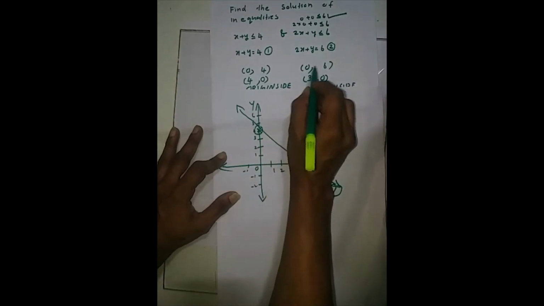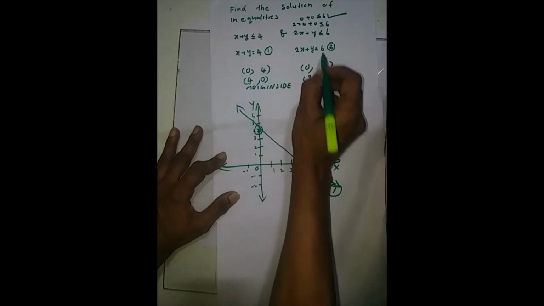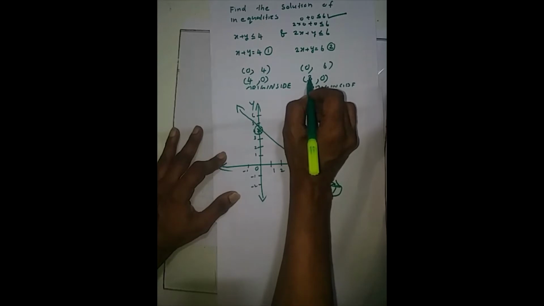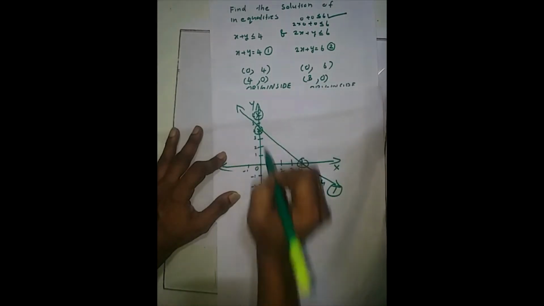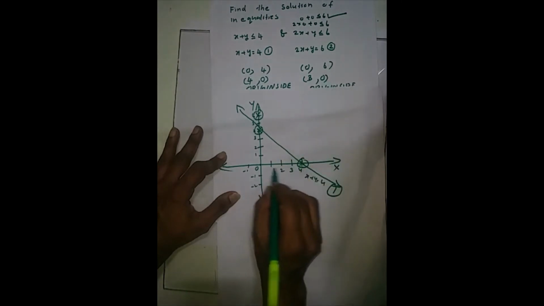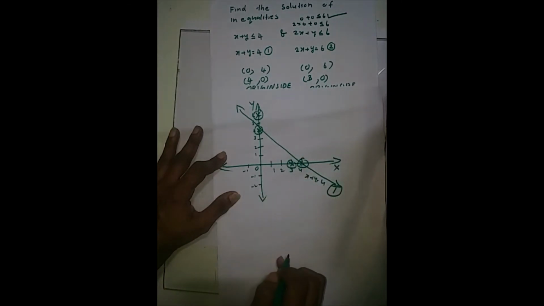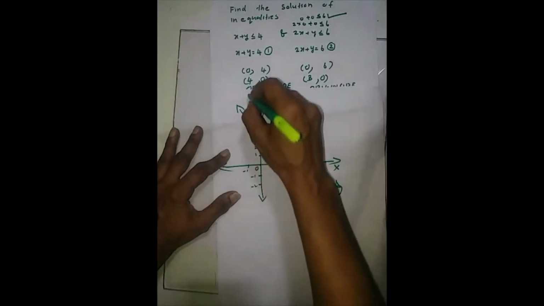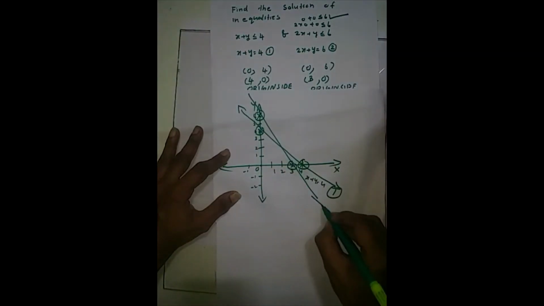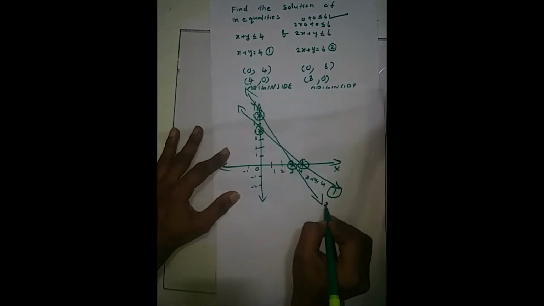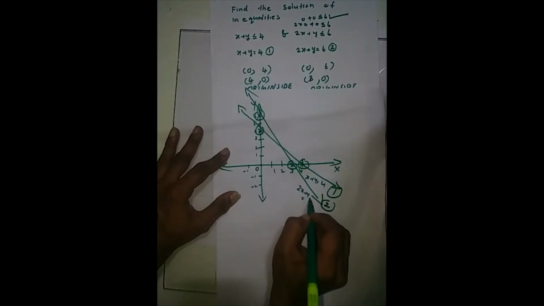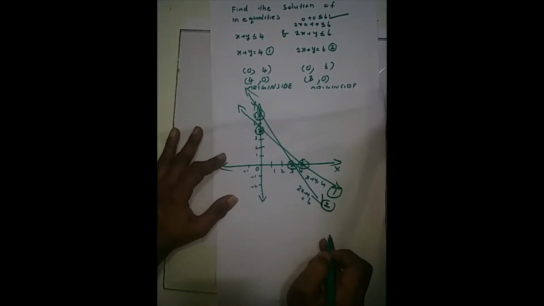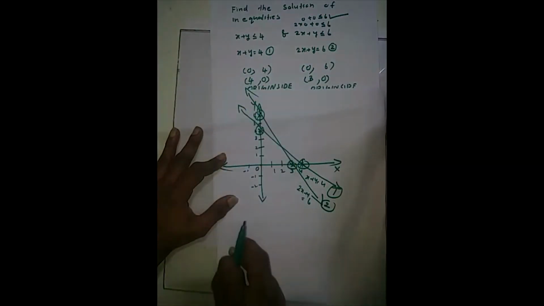Next, we are going to draw the second line. Two points of the line we will plot and we will join the points. First point is 0, 6. Next point is 3, 0. We will join the points and we will get the second line, equation number 2, or the name of the line is 2x plus y equal to 6. So we have drawn these two lines.